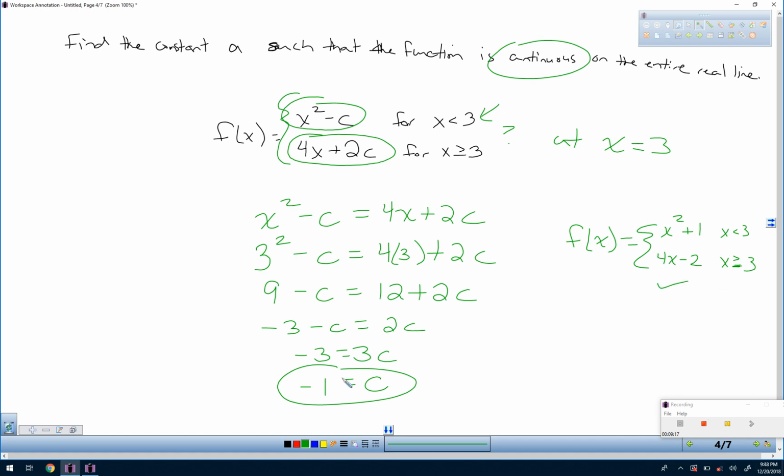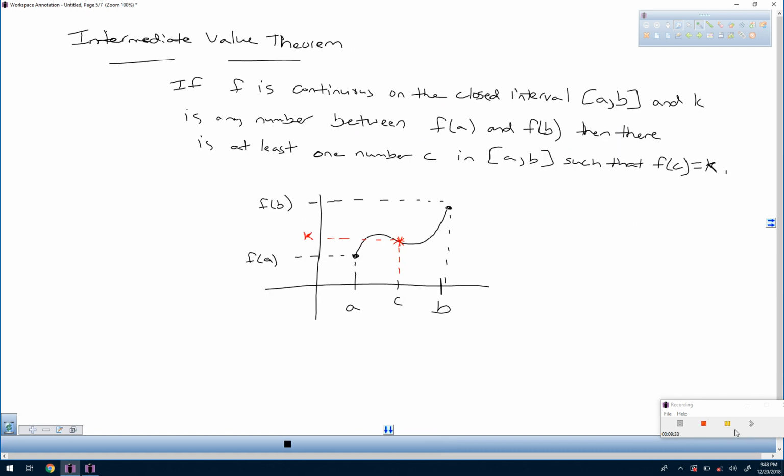Everything works out. But the main thing is just recognizing that in order for it to be continuous, the left side limit has to equal the right side limit. So just set them equal to each other, evaluate it at the given point, at the given change right here, which in this case was 3, and then you can solve for c and go from there.